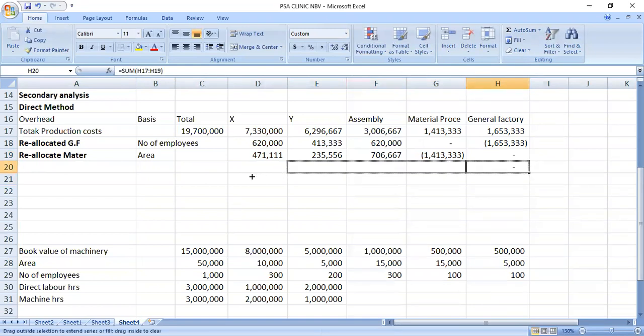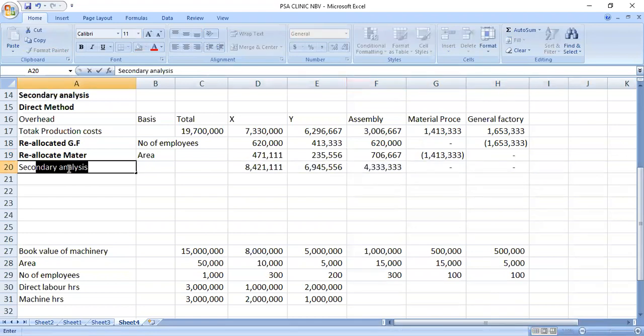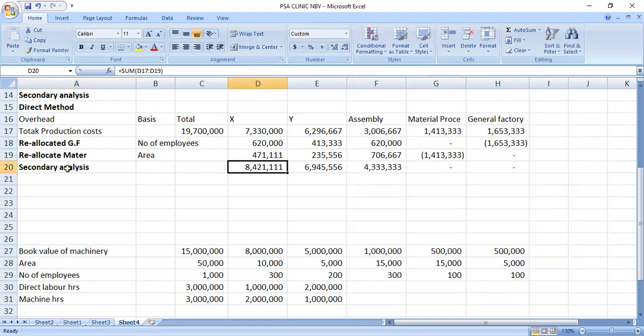And yeah, that is it. You can call it secondary analysis, or total secondary analysis, or whatever you want. This is my answer. So, guys, that's the direct method.